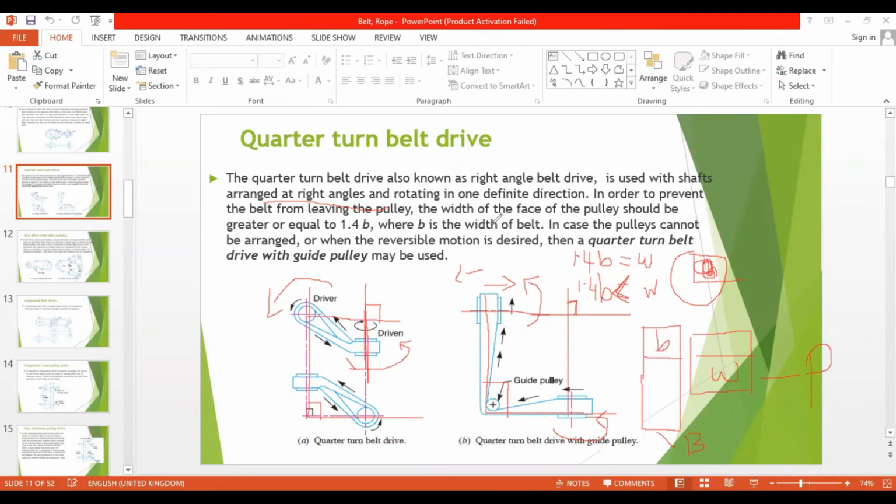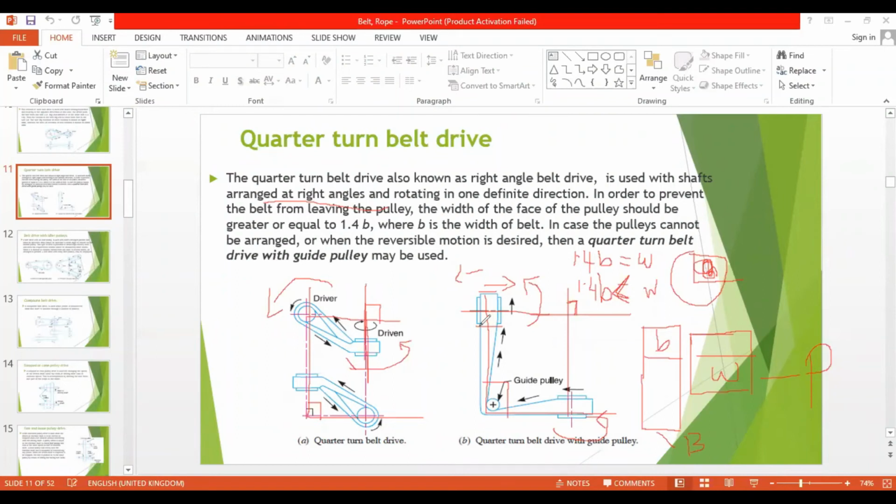In order to prevent this, the width of the face of the pulley, that is, I will call it W, should be greater than or equal to 1.4 B, where B is the width of the belt. So here, this is the width of the belt, and this is the width of the pulley. This width of the pulley should either be equal to 1.4 B or greater than 1.4 B.